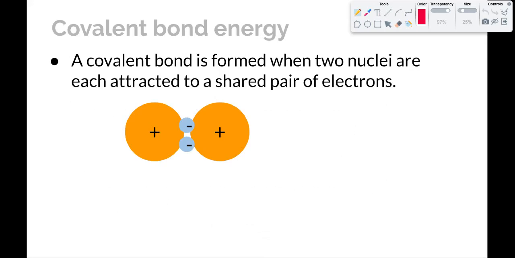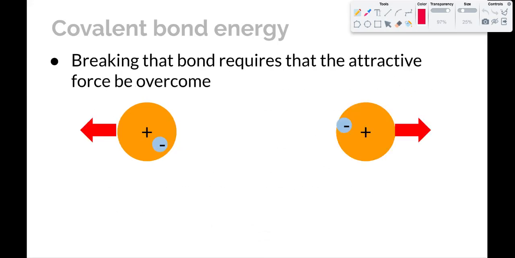Well, a covalent bond is formed when two nuclei are attracted to a shared pair of electrons that's in between them. So the attraction is between the nucleus, represented by the gold positively charged sphere here, and the electrons, which are the little blue negatively charged spheres in this little picture. If you're going to break that bond, that's going to require that you overcome that attractive force between the nucleus, or the core of the atom, and the valence electrons that were making the bond.